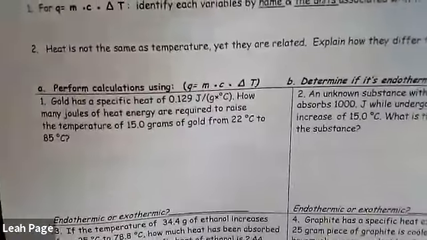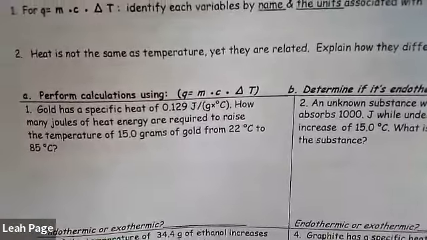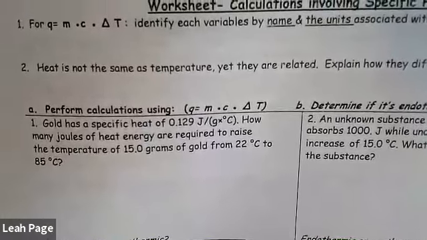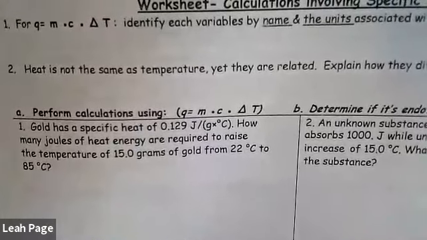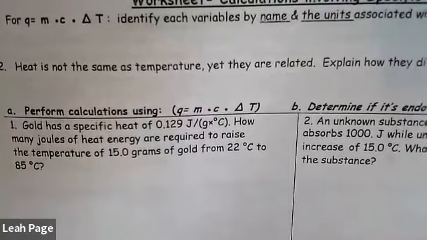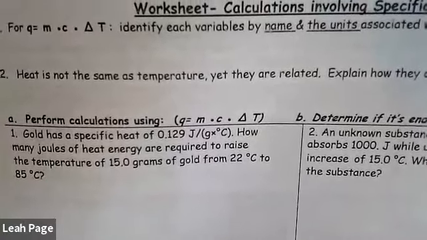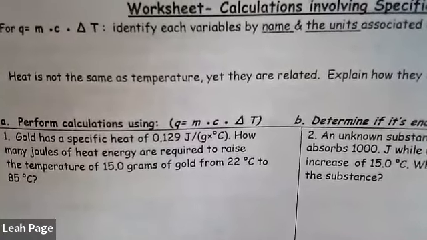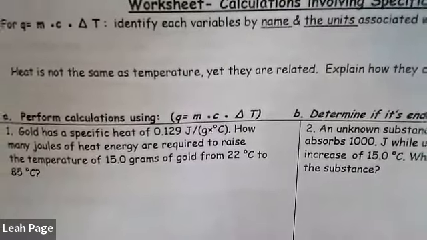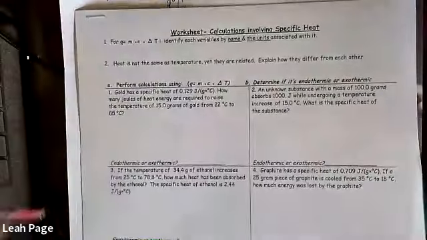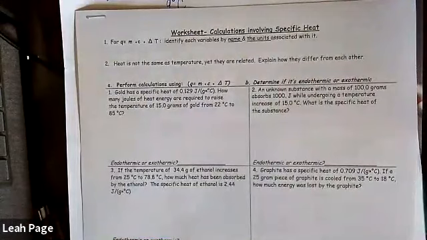It even gives you the equation. It says gold has a specific heat of 0.129 joules per gram degree Celsius. How many joules of heat energy are required to raise the temperature of 15 grams of gold from 22 degrees Celsius to 85 degrees Celsius? So this is typically what a problem looks like.